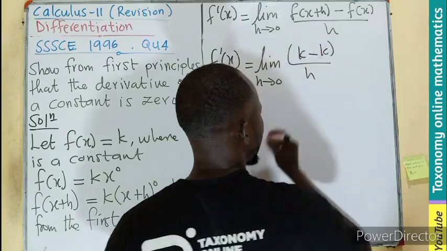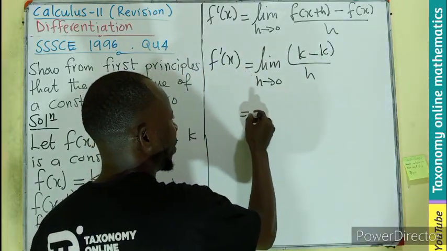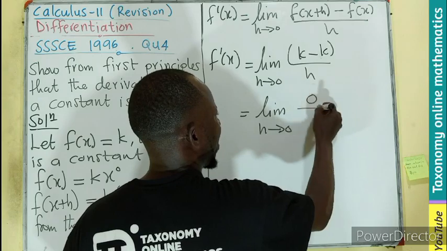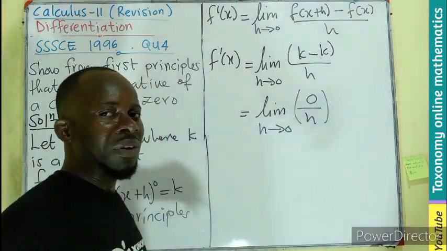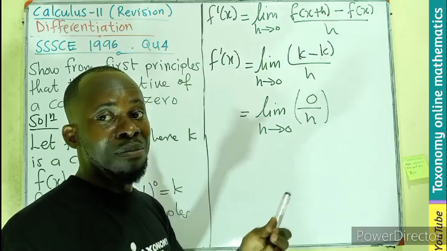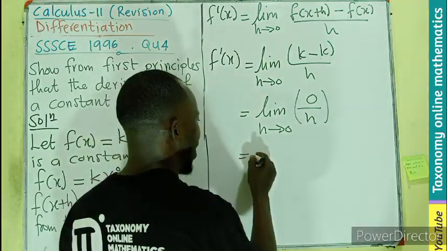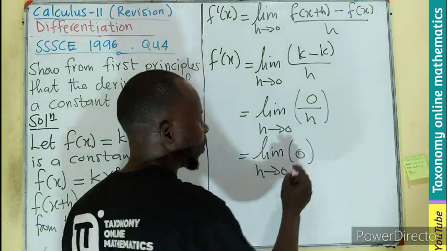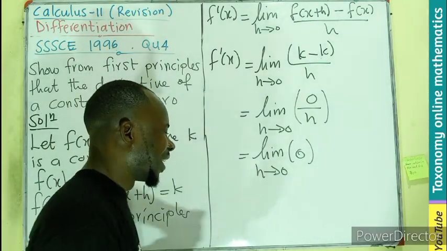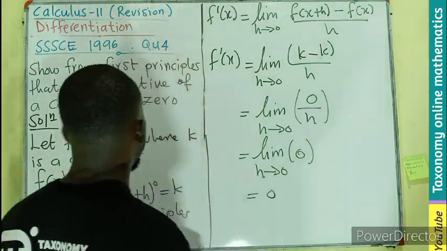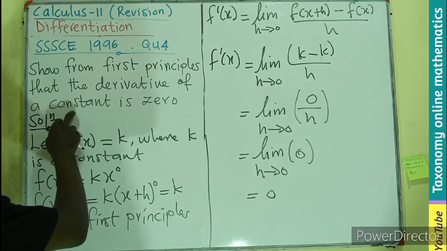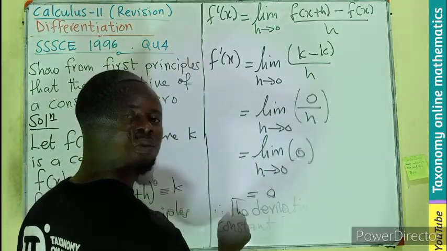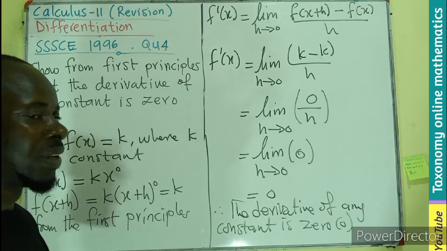Then divided by h. So in this case, we are going to have the limit as h approaches 0 of 0 divided by h, right? And if you divide 0 by any number, you end up getting 0. So we are going to have the limit as h approaches 0 of 0. And that will definitely give us what? 0. So we can see that the derivative of any constant will always give you 0. So therefore, that is what we can do from the first principle.